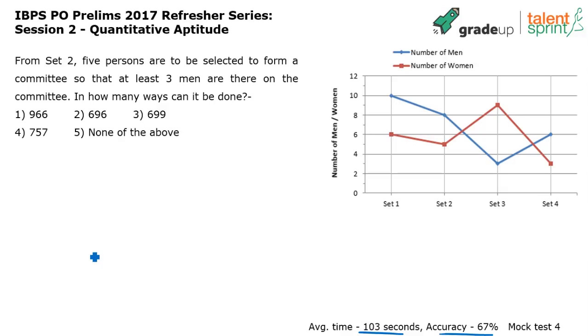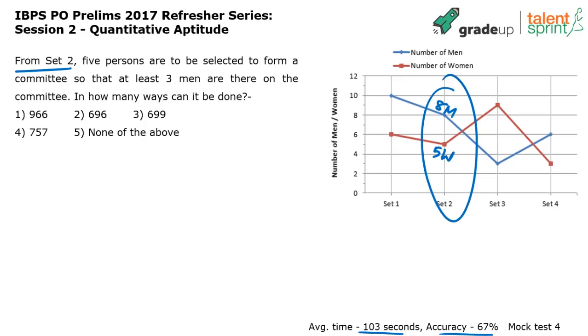Ravneet Singh says it should be none of the above. So let's look at it now. He says from set 2, 5 persons are to be selected to form a committee so that at least 3 men are there on the committee. In how many ways can it be done? So basically he's talking about set 2. Set 2 is this. How many men? You see 8 men. How many women? 5 women. Yeah, 8 men, and here we've got 5 women.